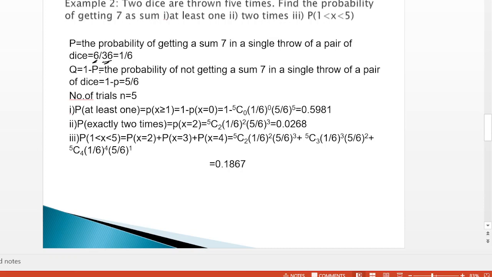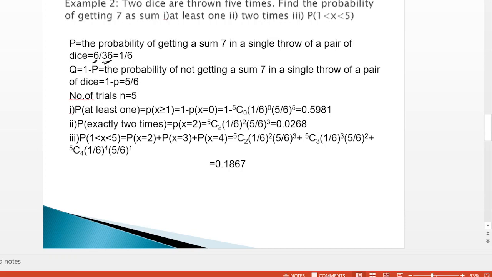q is equal to 1 minus p. The probability of not getting a sum of 7 in a single throw of a pair of dice: we subtract the p value from 1, then we get the probability of failure. It is 5 by 6.